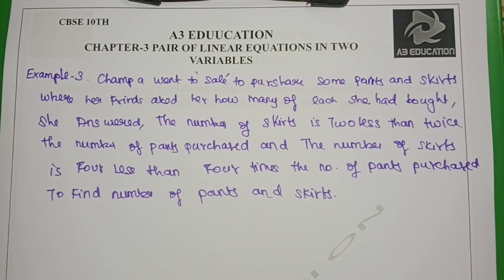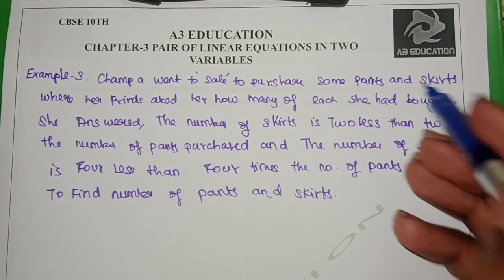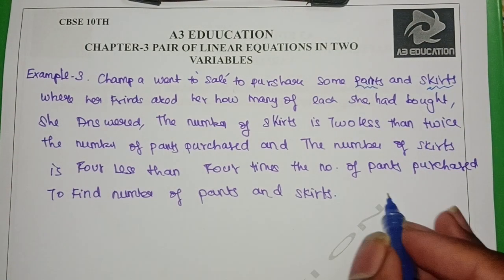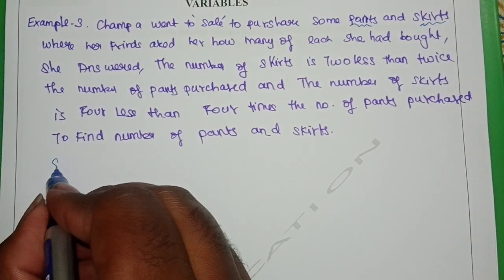Example 3. Champ went to a sale for a purchase of pants and skirts. Her friend asked how many of each she bought. She answered: the number of skirts is 2 less than twice the number of pants, and the number of skirts is 4 less than 4 times the number of pants. Here we are discussing two things, pants and skirts. We will go to the solution directly.